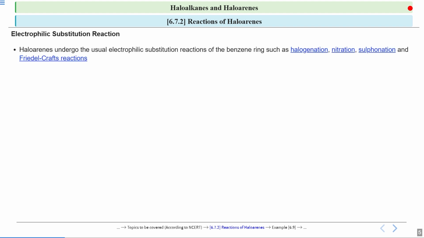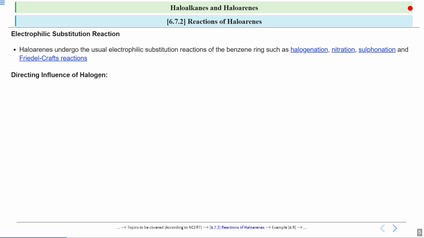Haloarenes undergo the usual electrophilic substitution reactions of the benzene ring, such as halogenation, nitration, sulphonation, and Friedel-Crafts reaction. So haloarenes usually undergo the electrophilic substitution reactions of the benzene ring, such as all these reactions, and we will look upon them one by one.